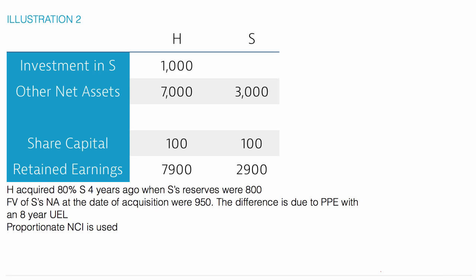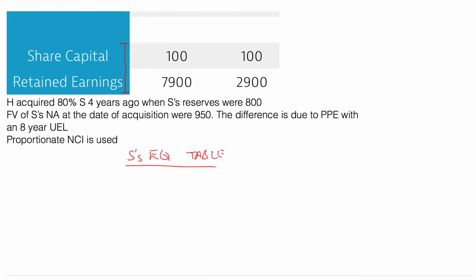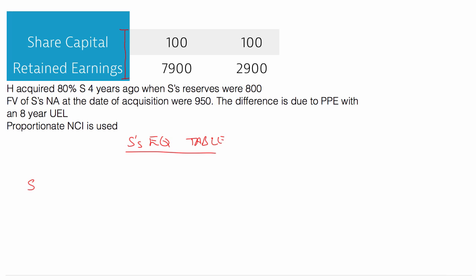Right, let's have a look at this illustration then. Remember, the first thing we do when it's an SFP is we do the equity table, and it's S's equity table, and equity, literally anything that's in the equity part of the question. In my simple question so far, there's just been share capital and retained earnings. So I write that down here, share capital, retained earnings.